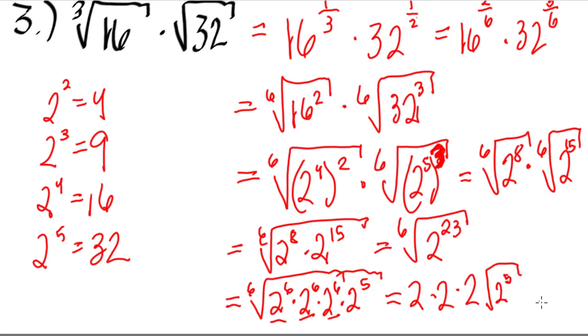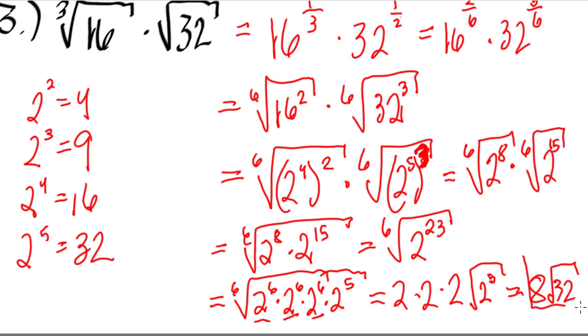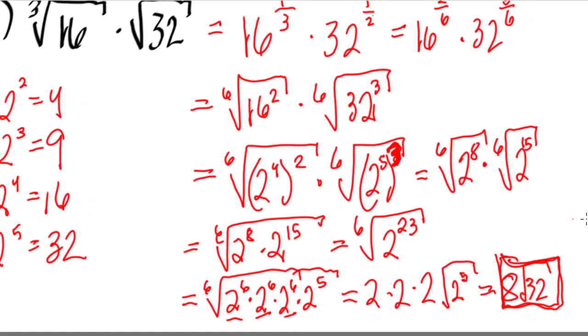And we can further simplify this by making this 2 times 2 times 2 is 8. Okay, is 8. And 2 raised to 5 is going to give us 32. So therefore, our final answer for this number 3, which is the cube root of 16 times the square root of 32, is going to be 8 times the sixth root of 32. Again, that's our final answer.